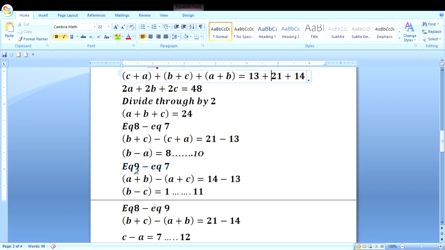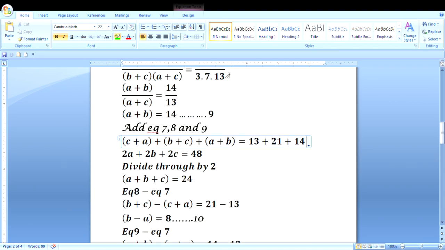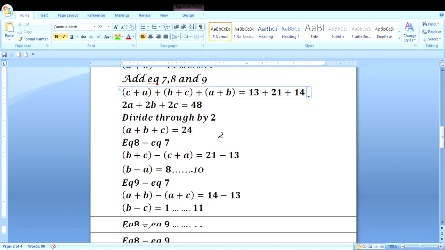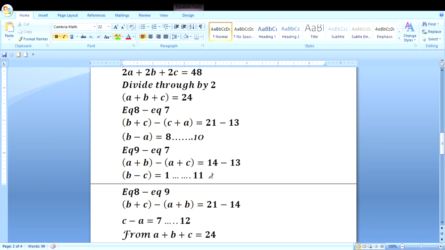Now similarly, we say equation 9 minus equation 7. All we are trying to do is subtract the equations 7, 8, and 9 from each other. So equation 9 minus 7 is a plus b minus (a plus c). If this is done, a minus a will be off, and what is left is b minus c. On the right hand side, the numerical terms are 14 minus 13, which equals 1. Since our previous equation is equation 10, here we name this equation 11.